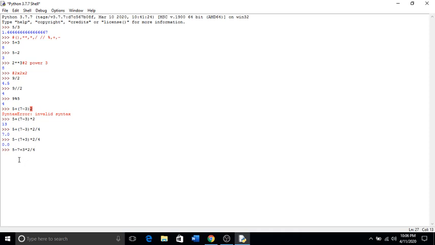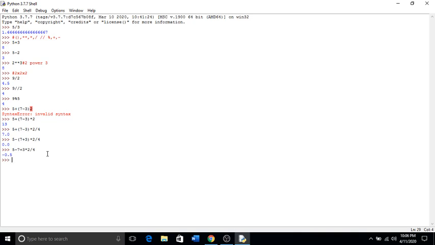So now what will happen? What are the priorities going on to these operators? So first the multiplication. 3 into 2, that is 6. 6 divided by 4, 1.5. So that will be adding to 5. So 6.5 minus 7, that means minus 0.5. So you can see the answer here.